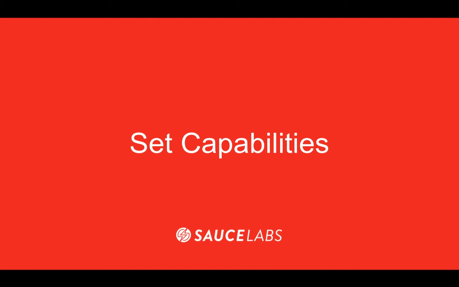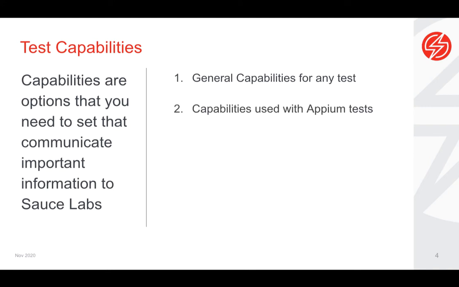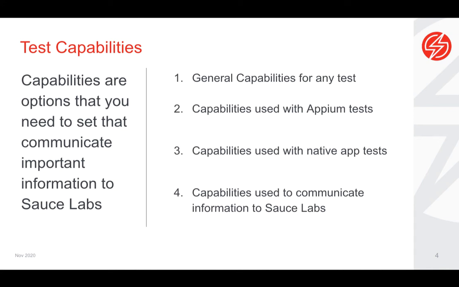This is a demo of Appium tests, and test code will run from a local machine. Espresso and XCUI tests can be uploaded and run on the Sauce Labs platform. You should already have capabilities in your test to set up the environment and browser you will run your test in. For an Appium test, there are also additional capabilities to set for the Appium framework. There are also capabilities that are specific for native app tests. You will need to add in additional capabilities to communicate information to Sauce Labs.